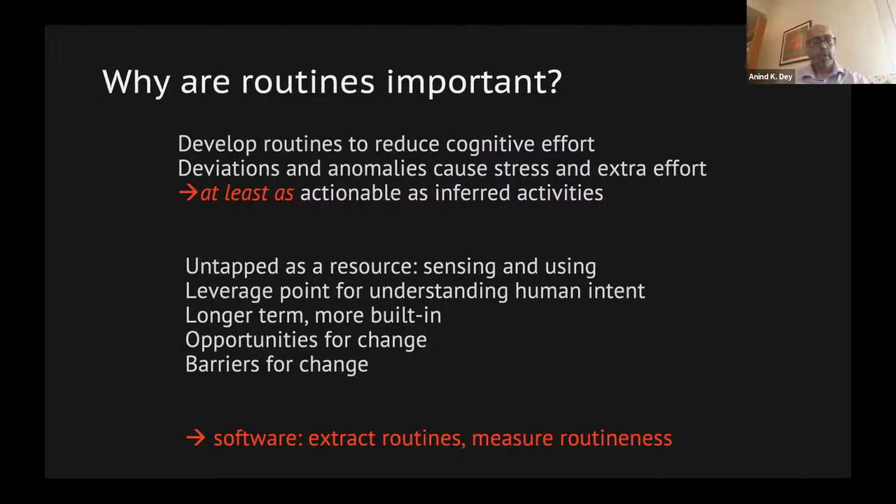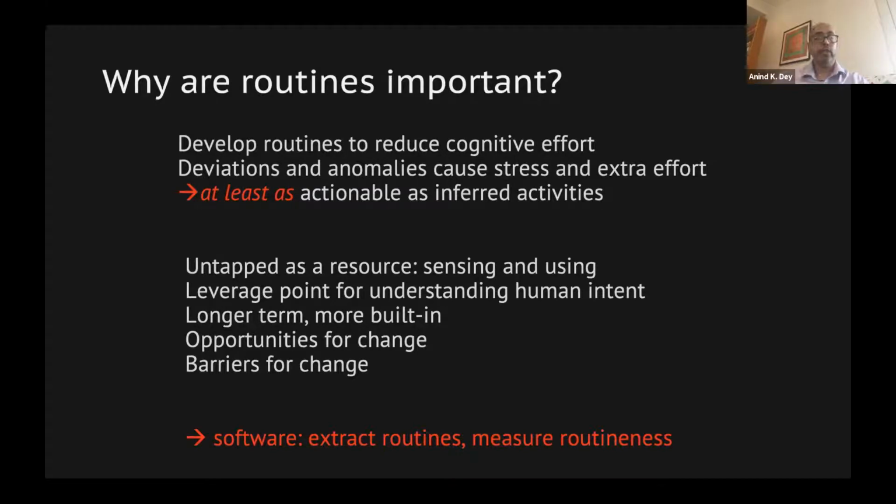So why are routines important? Well, we develop routines to reduce our cognitive effort, right? I don't have to think about my morning routine because I've kind of offloaded it. I can enact it without having to think a lot about it. I know what time I have to wake up my kids. I know what time I have to leave to drive my son to school. All of these are built in to the point where I don't have to think about it, except in the case of a deviation.